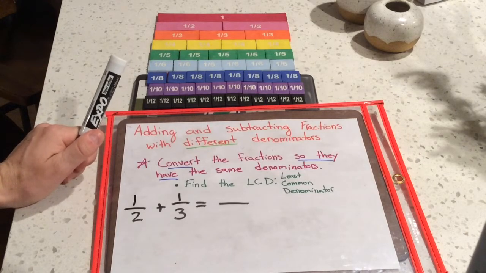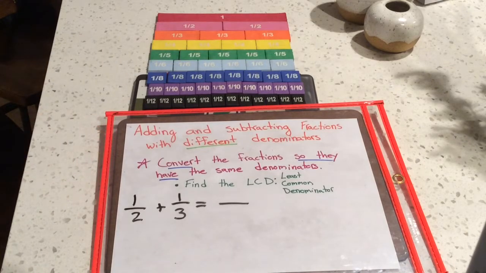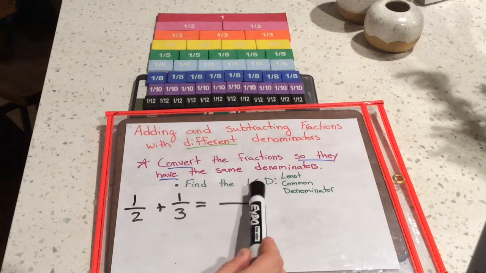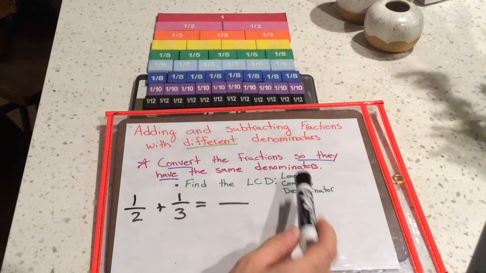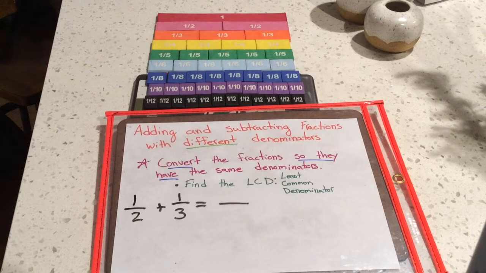A few days ago I made a video that was comparing fractions, and it talked about this idea of converting fractions using something called the LCD. And the LCD stands for the least common denominator.